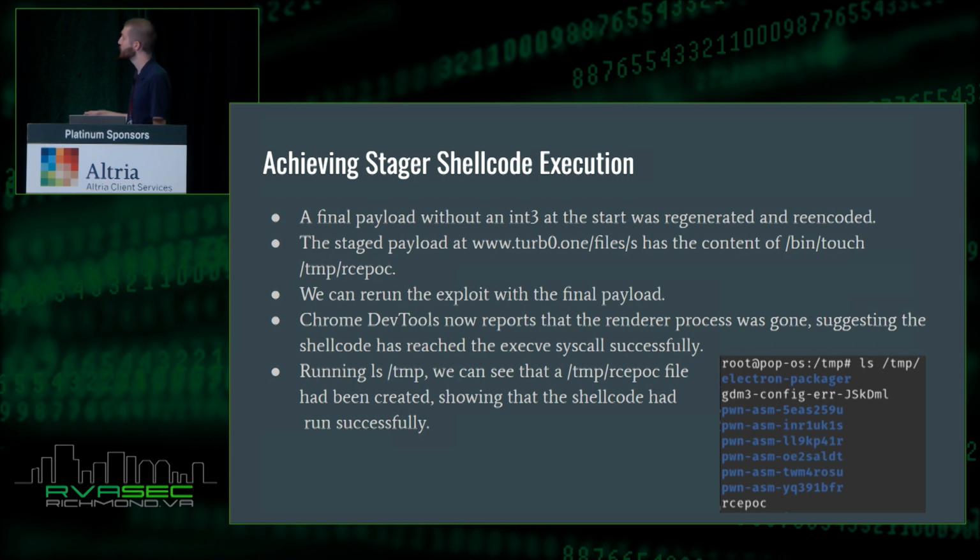So running this through the converter, we're able to see that the shellcode is executed successfully. We rerun all of it, get the final payload running, remove the int3, and we see that we now have execution of our staged payload. So our staged payload just contained the content of bin touch, temp RCE POC, and we see that that file now exists.